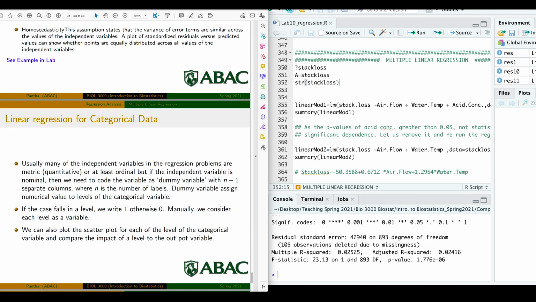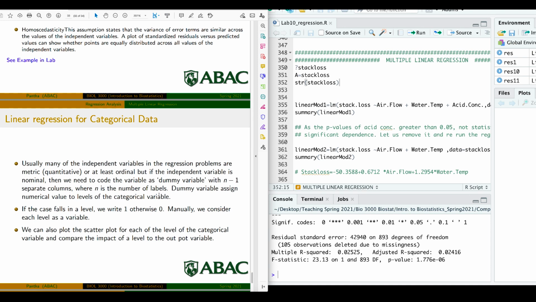Okay, so in the regression analysis also, we can analyze the categorical data, even if it is nominal data or ordinal data. Usually we do it for the quantitative data or the metric data, but if the data is nominal or ordinal, then we can still do the linear regression analysis. Usually many of the independent variables in regression problems are metric or at least ordinal, but if the independent variable is nominal, then we need to code the variable as a dummy variable with n-1 separate columns, where n is the number of levels.